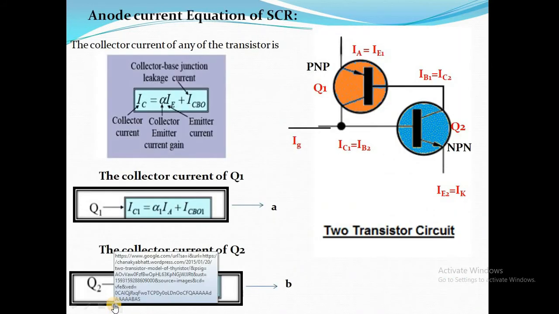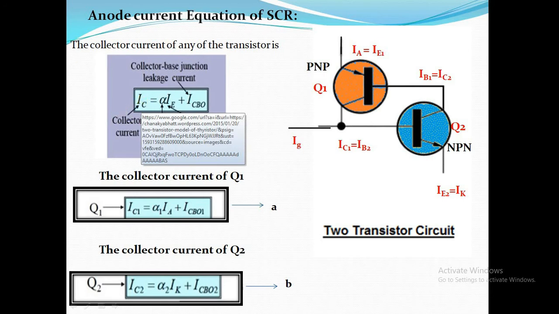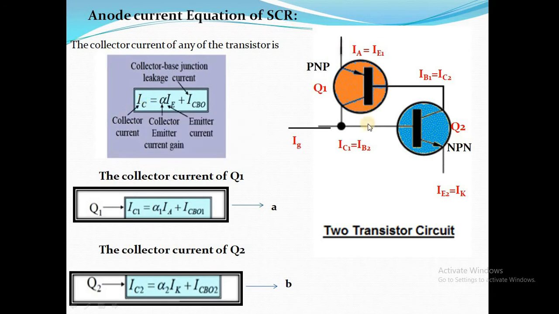Next is the anode current equation of the SCR. From this representation we can see the single SCR is divided into two transistors, and the collector current of any transistor is given as IC = alpha IE + ICBO. This is the standard collector current equation. IC represents the collector current of any transistor, alpha is the collector-emitter current gain, IE is the emitter current, and ICBO is the collector base junction leakage current.